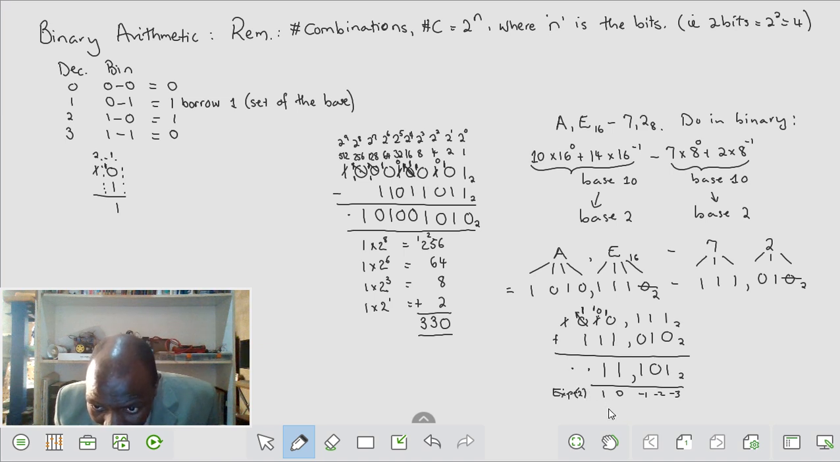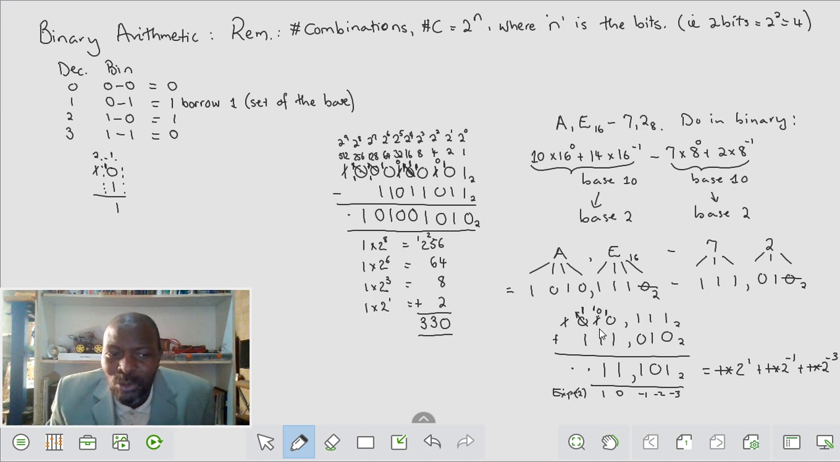Alright, so now our answer, if we were asked to convert this to a decimal, we would say 1 times 2 to the power of 1 plus 1 times 2 to the minus 1 plus 1 times 2 to the minus 3. Now someone would say, really, why do we bother saying that? Because really, honestly, 1 times anything will give us anything, just like we don't do 0 times anything.